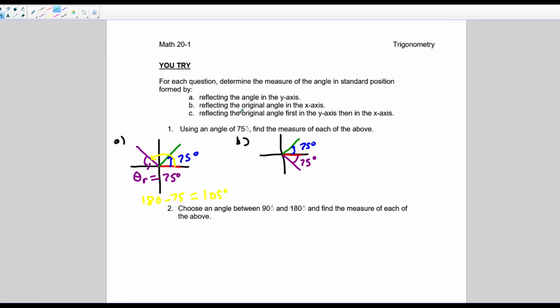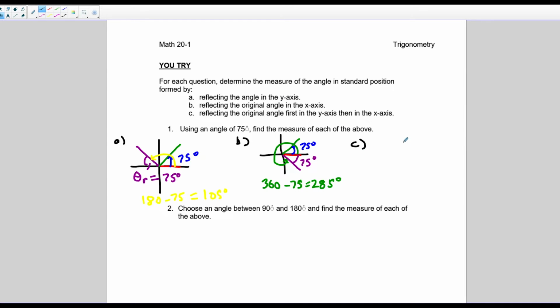But if we are looking for something in standard position, we're going to start from our initial arm and come all the way back around. And we're going to now take 360 minus 75 to give us our angle in standard position. So now this is going to be 285 degrees. So coming all the way around until that purple terminal arm gives us 285 degrees.